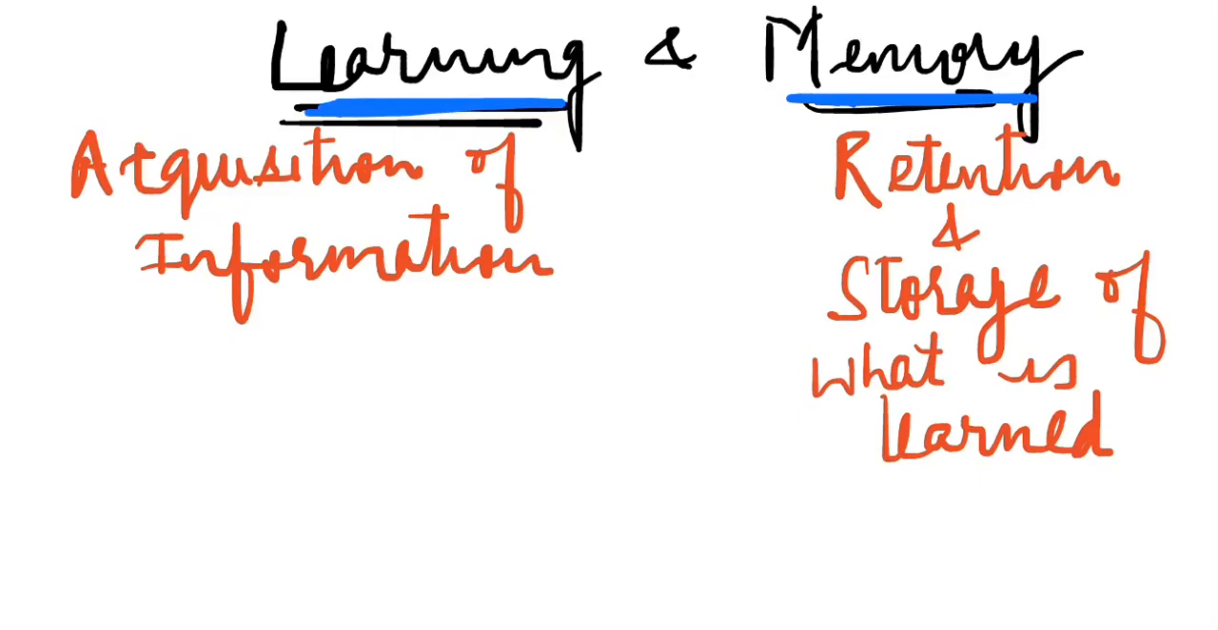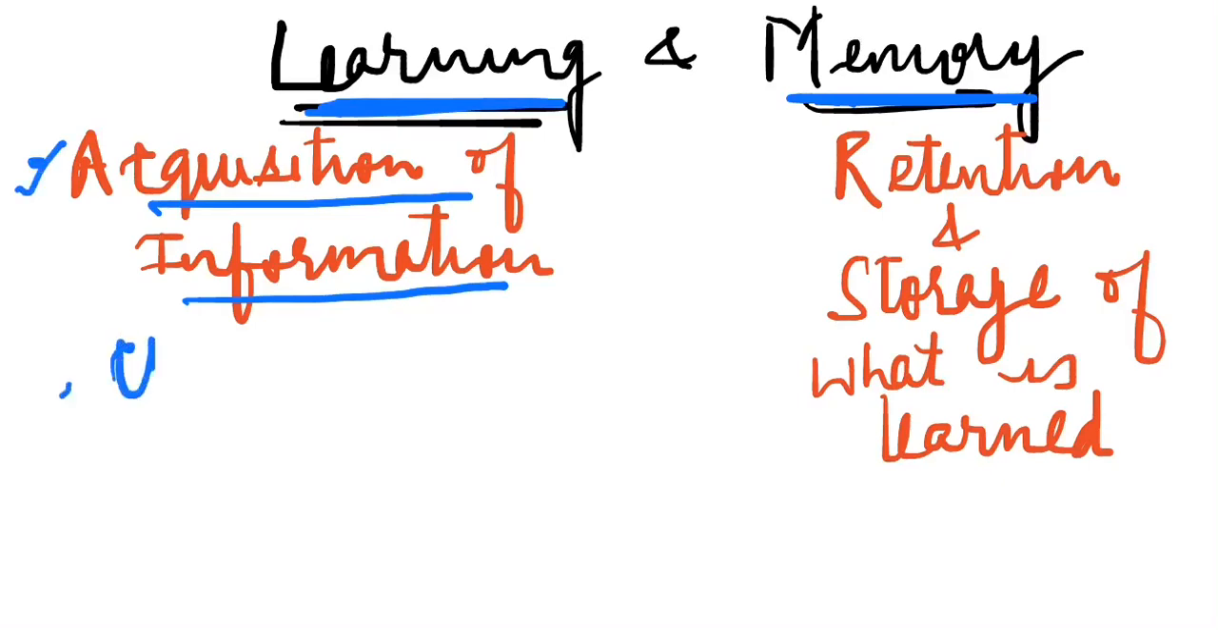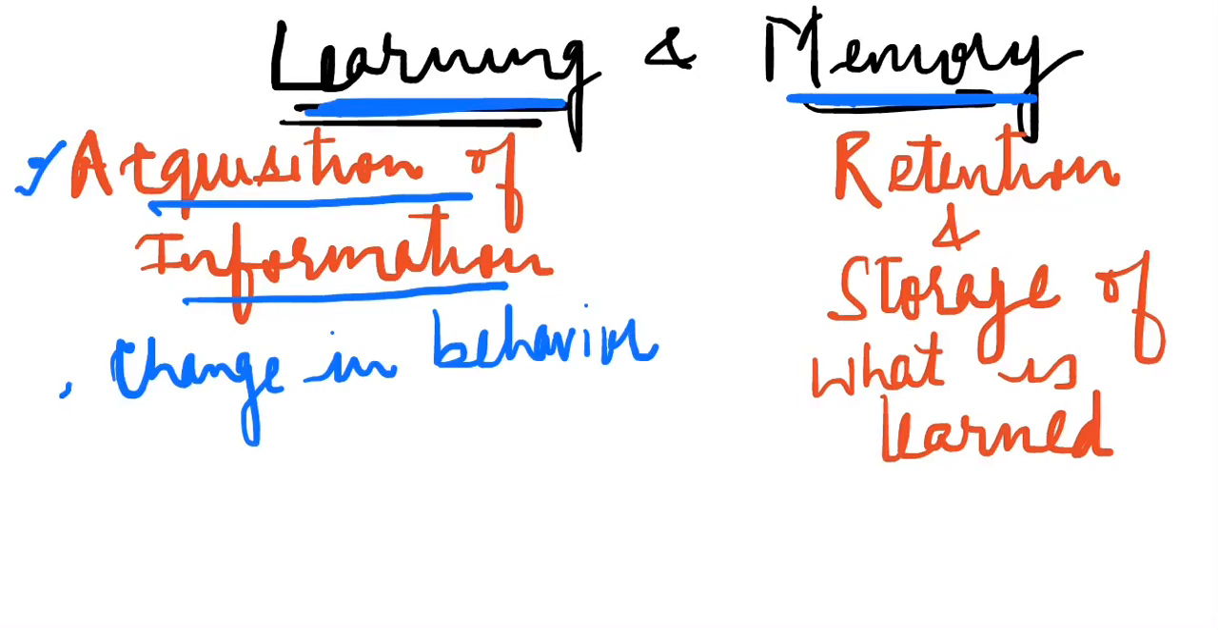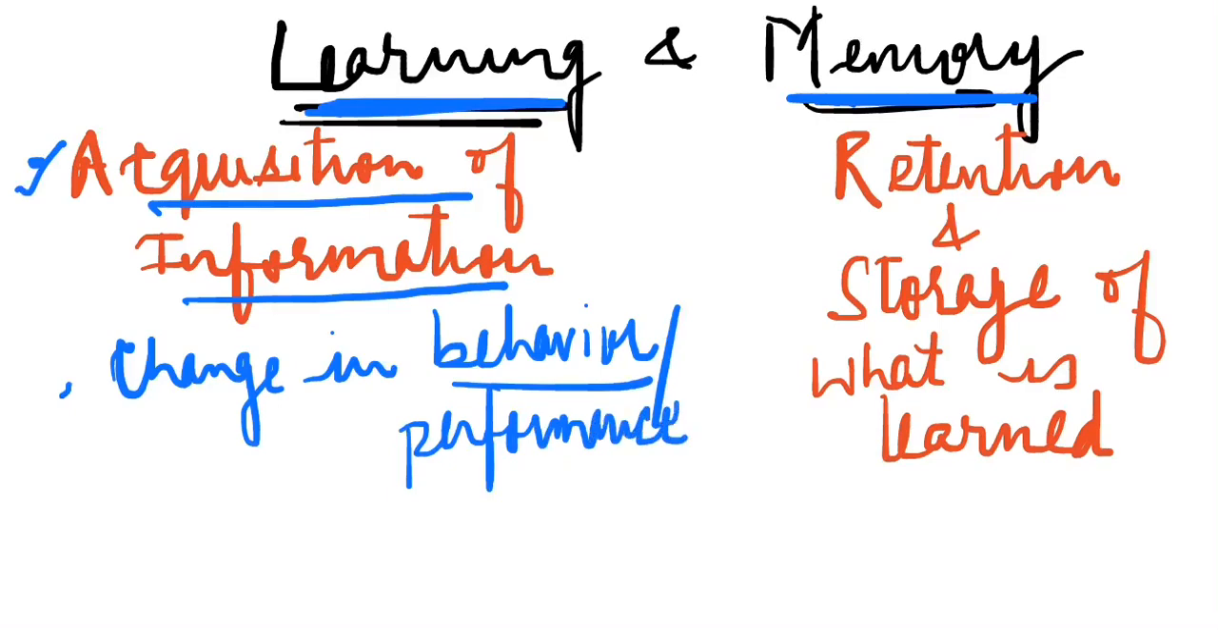Learning is acquiring some new information. You will acquire some new information, and that acquisition of information will bring about a change in your behavior, right? Change in your behavior, or we can say performance. If it is related to some subject and you take the exam, your performance will change because you have acquired that new information.